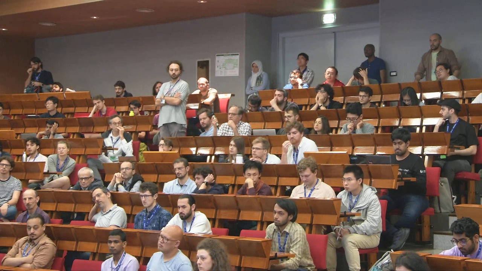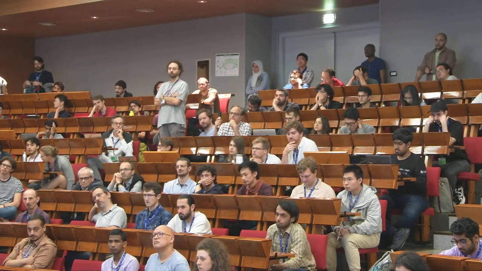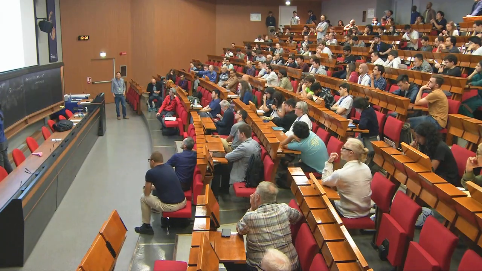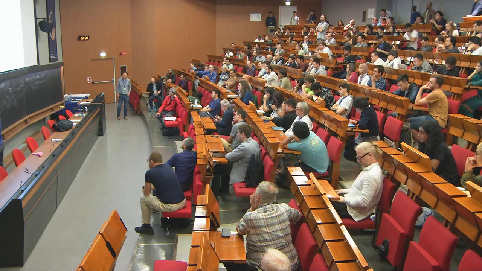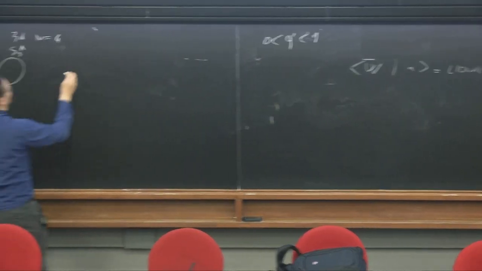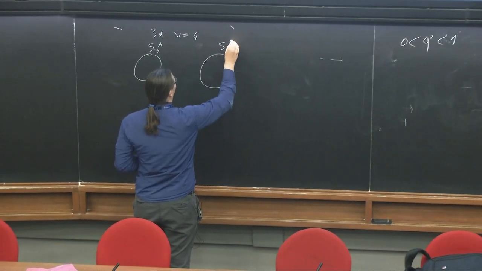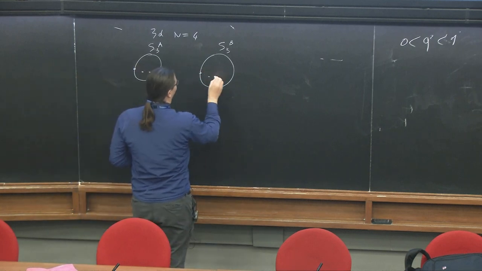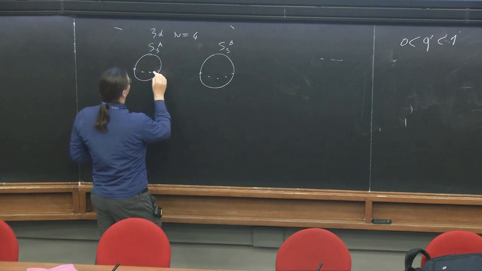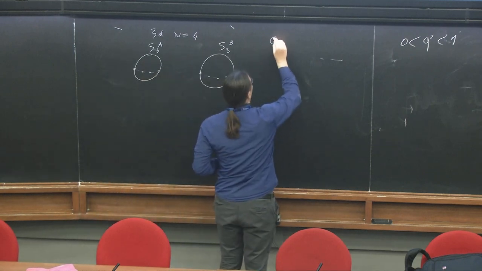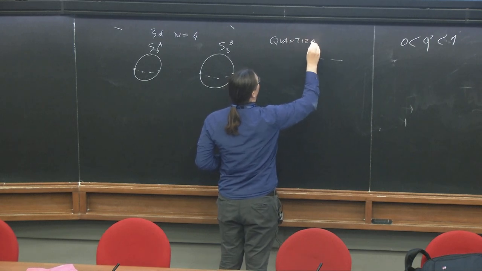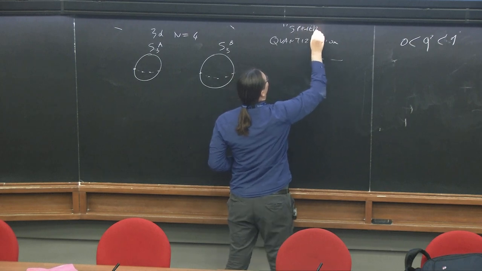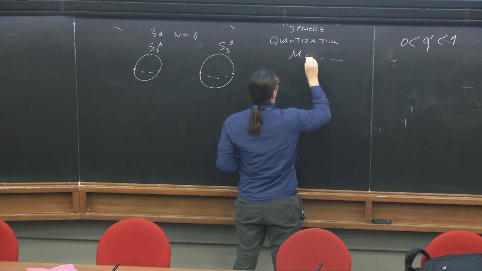So there is a 3D version of this story where you use 3D N equals 4 theories on S3. There are two different compactifications on S3 that you can consider. In one of them, you put Higgs branch, in the other, you put Coulomb branch local operators on the equator. So this gives you quantization of the Higgs branch or the Coulomb branch of the theory.